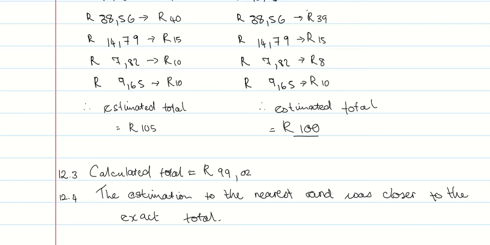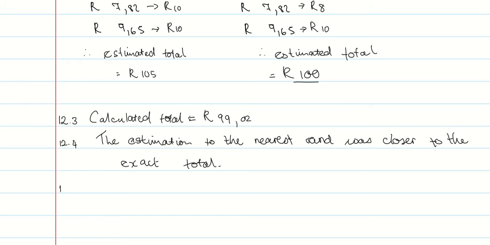Then they ask us question number 12.5, which estimated total was easier to add in your head? That would probably be the estimation to the nearest 5, because we didn't have too many single digits. So for question 12.5, that one will be the estimation to the nearest 5 rand.